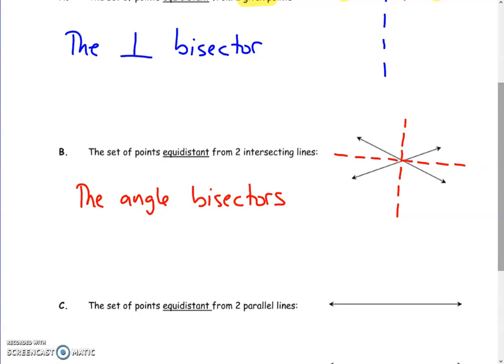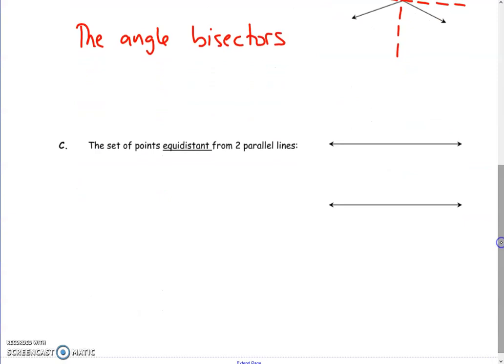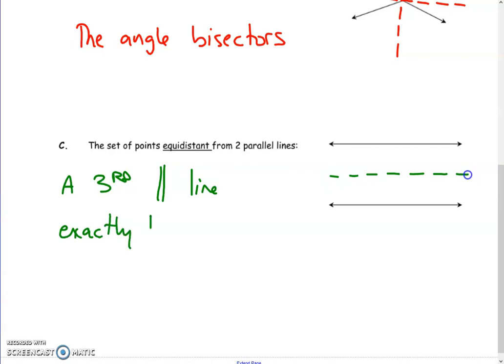And the third theorem, there's only 3 we're going to talk about in this lesson, would be the set of points equidistant from 2 parallel lines. So in this case, I would ask you to walk or travel so you're always the same distance away from both parallel lines. It would be this path right here. And the way you would describe this would be a third parallel line exactly between the given lines.